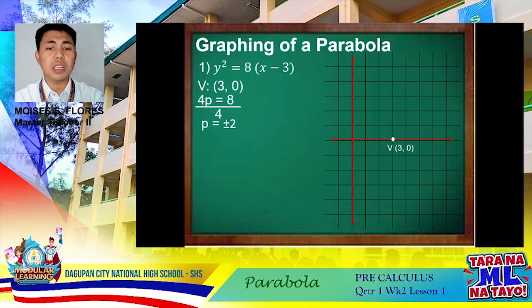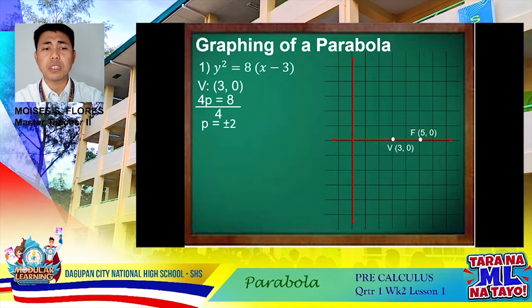Afterwards, after considering your vertex, we have here the value of your p, which is positive or negative 2. Now, the question is, what is the opening of your parabola? You notice that your variable y is in the second degree, so therefore it opens what? And of course, your 4p is positive, so it opens to the right. Yes, you're correct. From your vertex, 2 units to the right, 1, 2, that is (5, 0). That is now your focus.